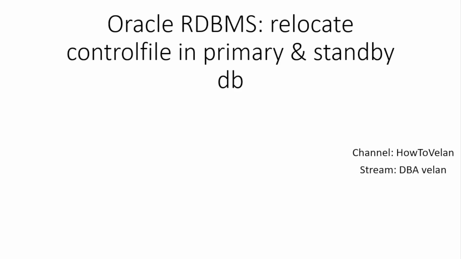In this video, we are going to see how to relocate a control file in primary and standby database. So we are in a Data Guard configuration. In this Data Guard configuration, how to update the control file location or control file path or control file name, anything you wish to. So again, welcome to How to VLN channel. This is DV VLN stream.